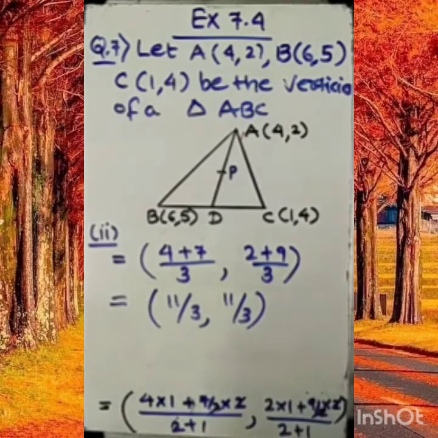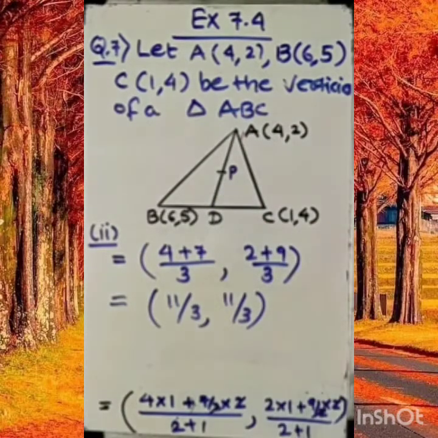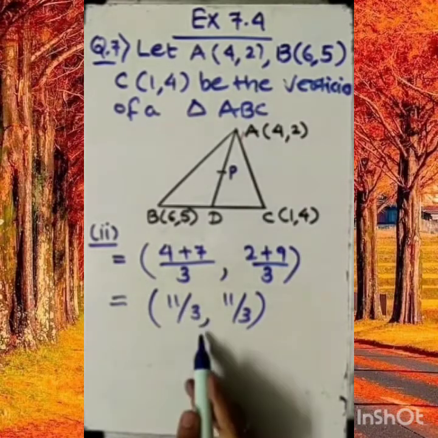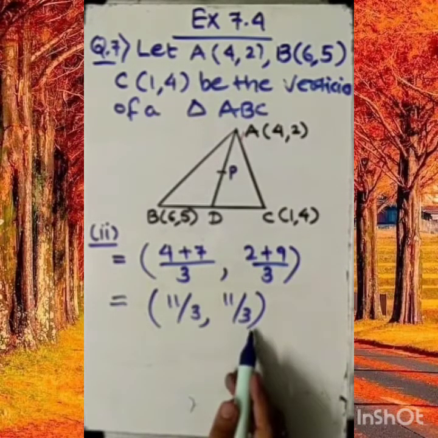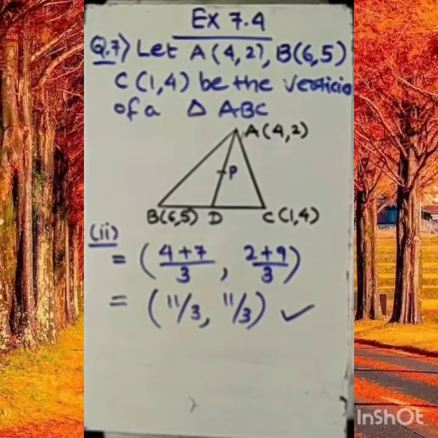So dear student, the coordinates of point P, according to this, the answer is 11 by 3, 11 by 3. This is the solution for the second question. Let's move on to the third now.